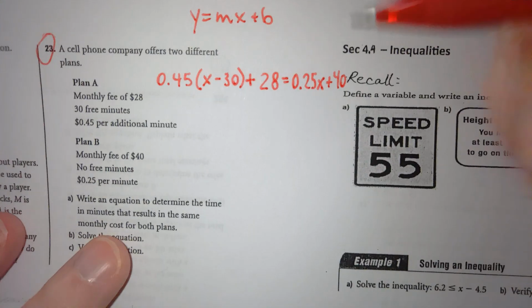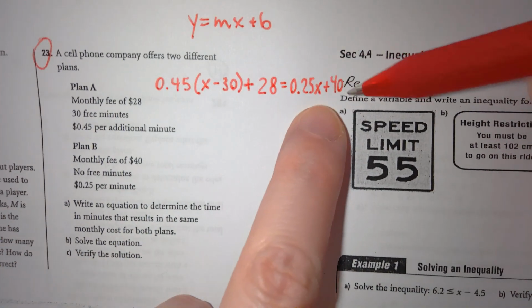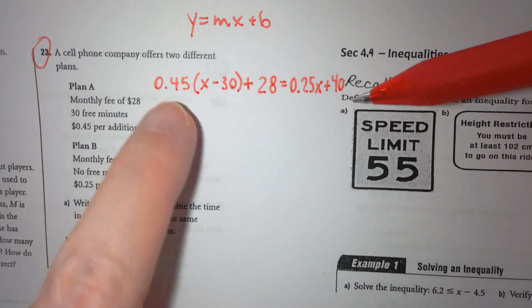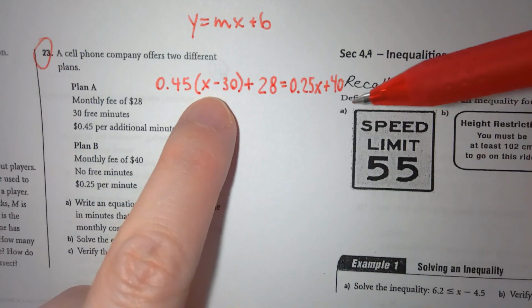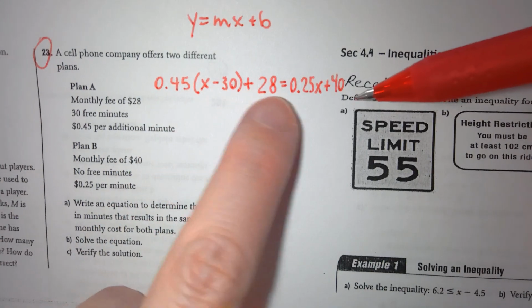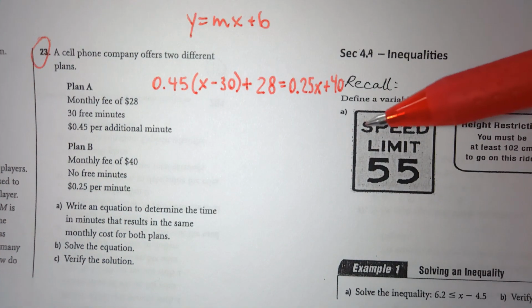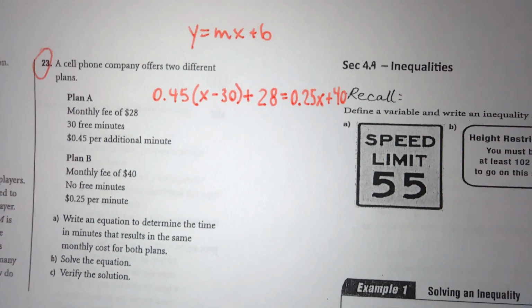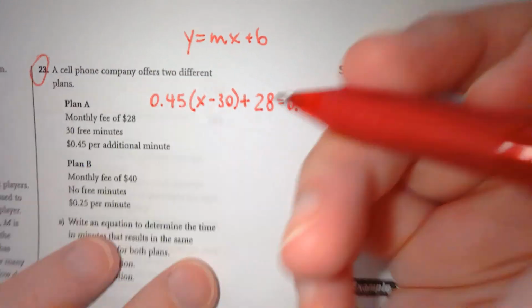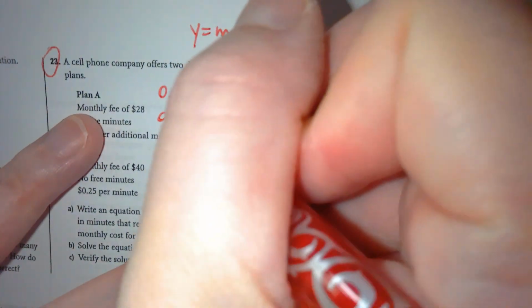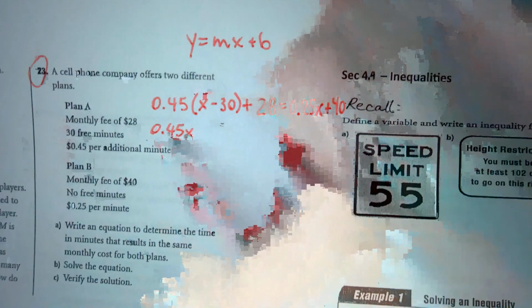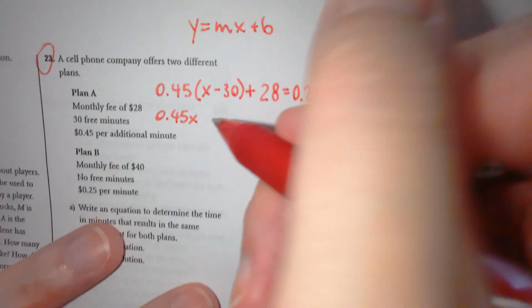The right side is what we're used to writing. The left side is actually the same idea. So mx plus b, it's just that this one comes with free minutes. That's why the bracket. And now to distribute the 0.45: 0.45x minus, yes, you have the calculation.